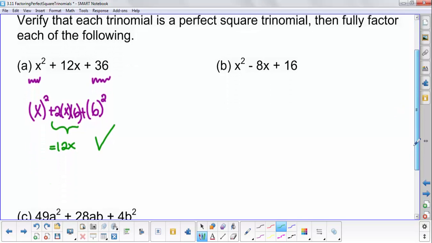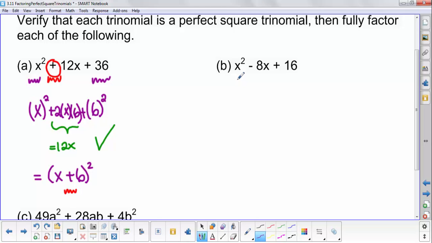So to factor it, you are just taking the square root of the first and the last. Now the sign for this is dependent on what the middle term is. So because this is a positive 12, we get the plus in the middle of the bracket.